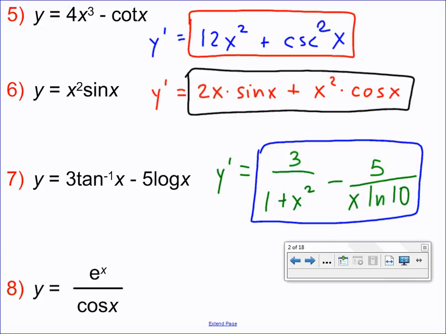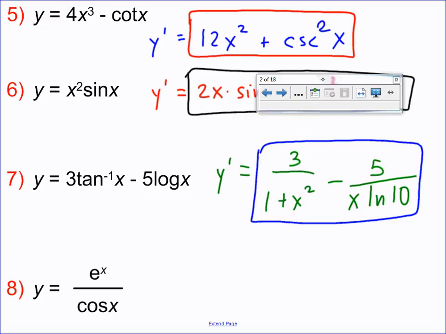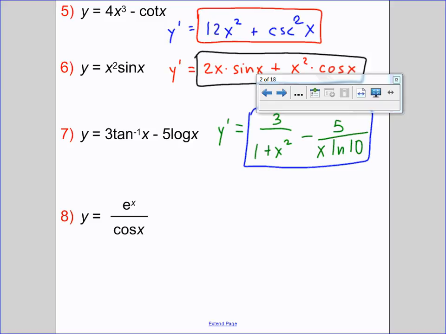We had a product earlier. Let's do the derivative of a quotient of two functions. The derivative of a quotient of two functions is the derivative of the numerator, e to the x differentiates to itself, e to the x, times the denominator, minus the numerator times the derivative of the denominator. The derivative of the denominator cosine of x is opposite sine of x, all over the denominator squared.